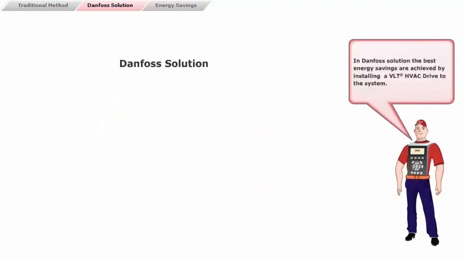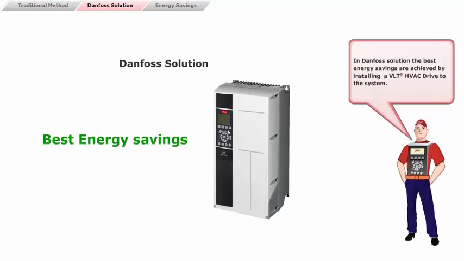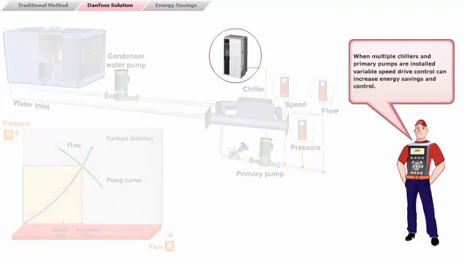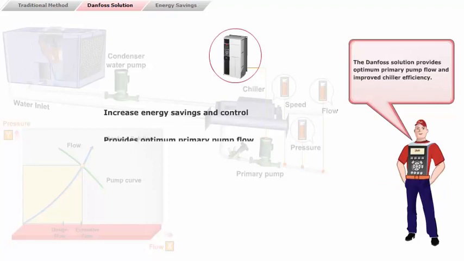In the Danfoss solution, the best energy savings are achieved by installing a VLT HVAC drive in the system. When multiple chillers and primary pumps are installed, variable speed drive control can increase energy savings and control. The Danfoss solution provides optimum primary pump flow and improved chiller efficiency.